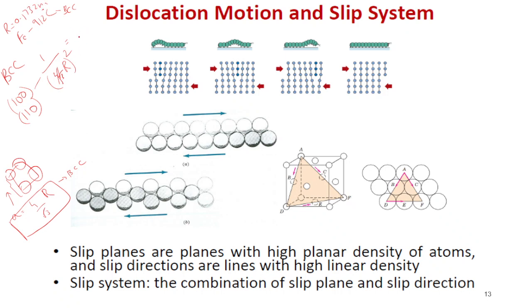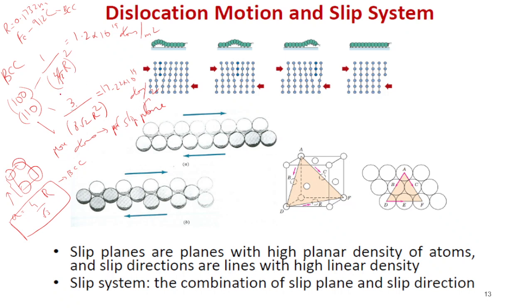Nanometers. So we'll get the answer of approximately 1.2 into 10 power 19 atoms per meter square. Whereas if it's 110, we will get something like 3 by 8 root 2 r square, and the answer was something like 17.22 into 10 power 19 atoms per meter square. So here in the 110 plane we have more atoms compared to the 100 plane. So this could be the slip plane.